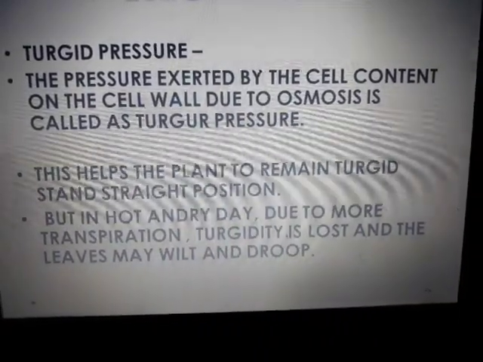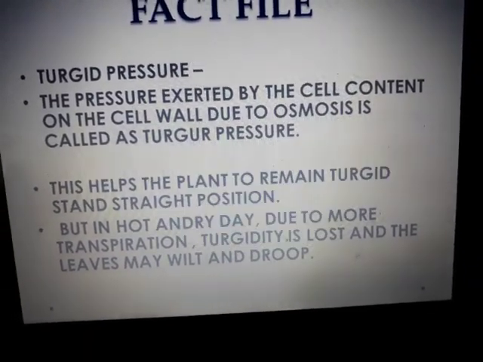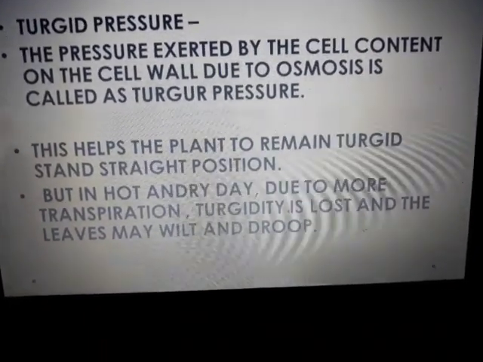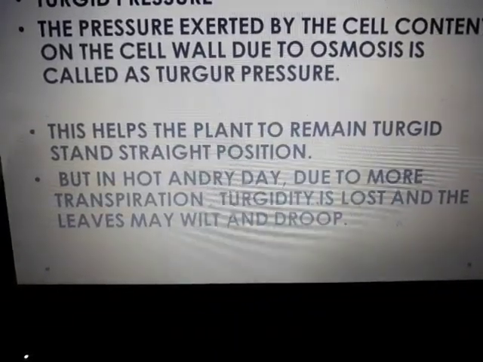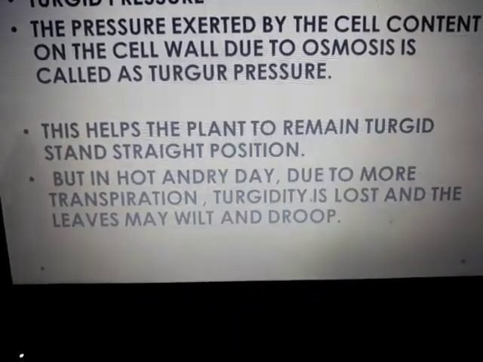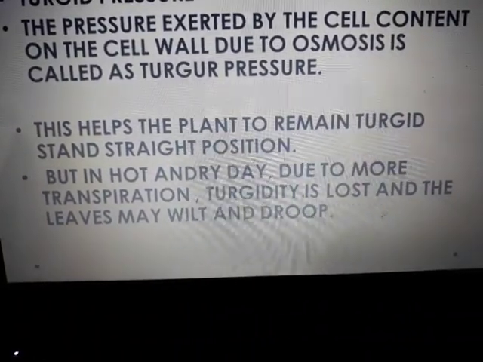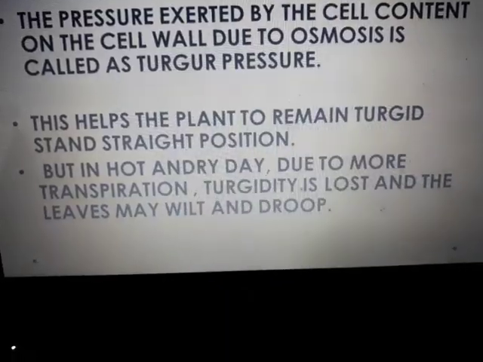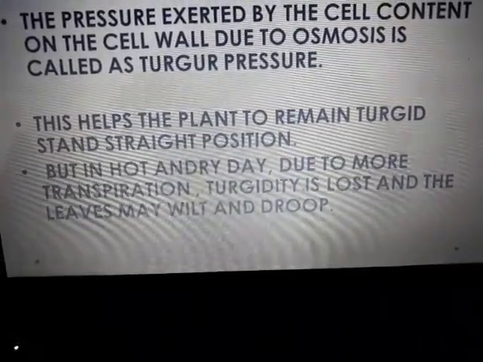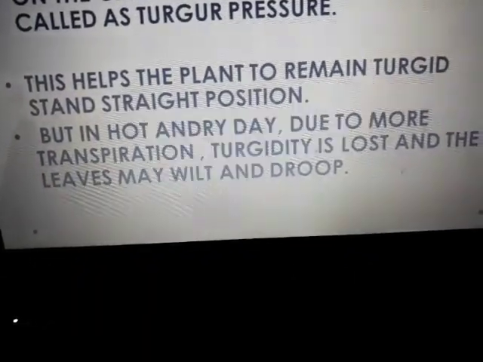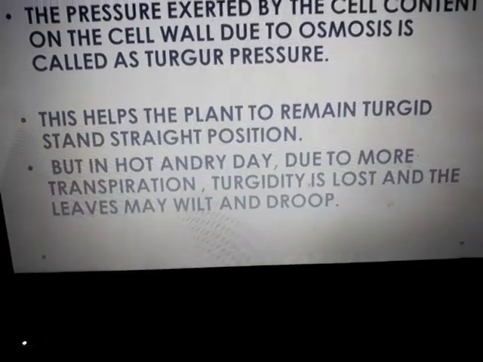Okay, there is a phenomenon of osmosis happening during the absorption of water. It can lead to something called turgid pressure. Because of this pressure, the plant is able to remain turgid, that means strong, and it helps the plant to stand erect or straight in position. But in hot and dry climate, when the water supply is not good enough, the plant will lose its turgidity. It will droop, it will wilt, it will start getting dried, and it will bend.